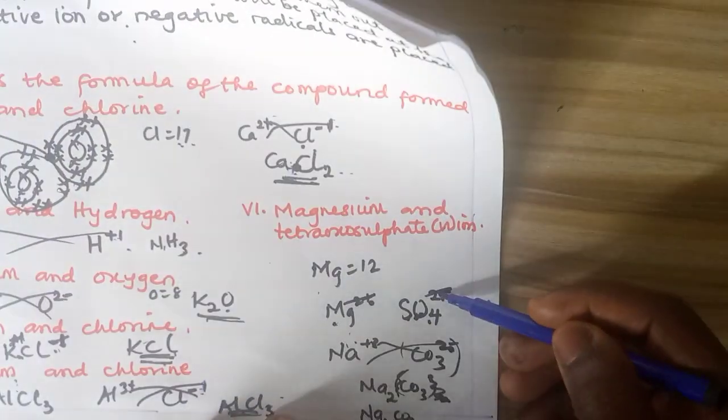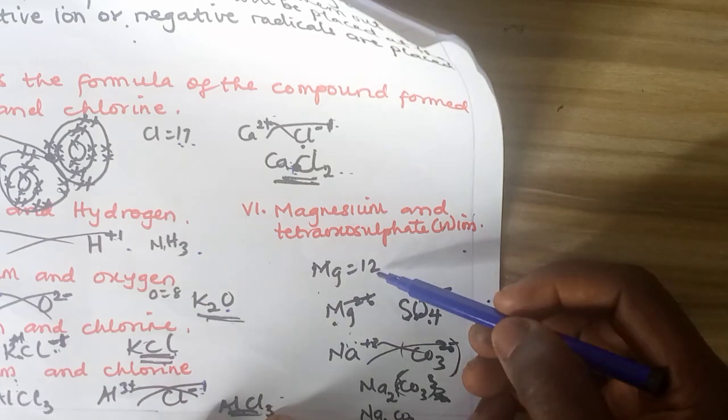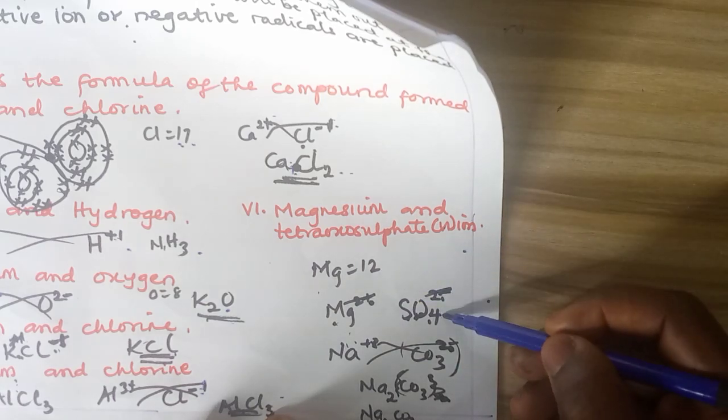Now, another important example is between magnesium and tetraoxosulphate(VI). Magnesium is +2. Tetraoxosulphate(VI) is a radical.